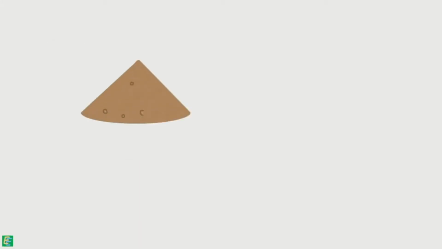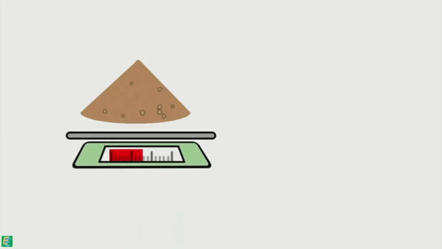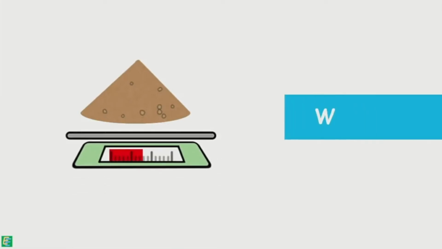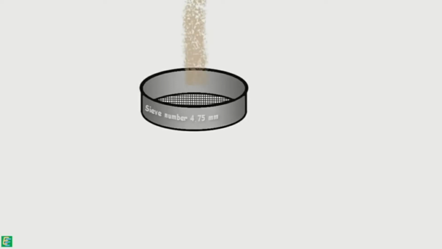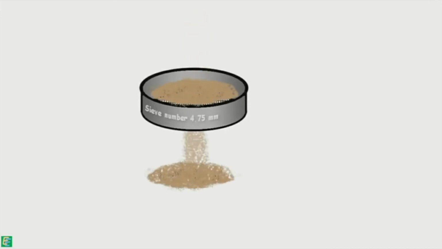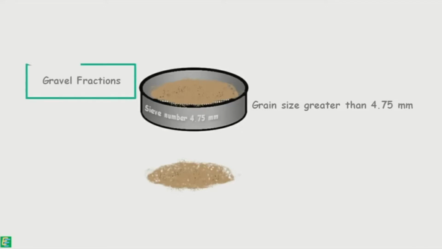Now this time we take roughly 500 grams of soil sample. It should not contain any lumps, and if it does, then the lumps should be pulverized. We take its weight and say this weight is capital W. Now this sample is sieved through a 4.75 mm sieve. The portion of soil which contains particle size bigger than 4.75 mm is retained on the sieve. This portion is then called the gravel fraction.